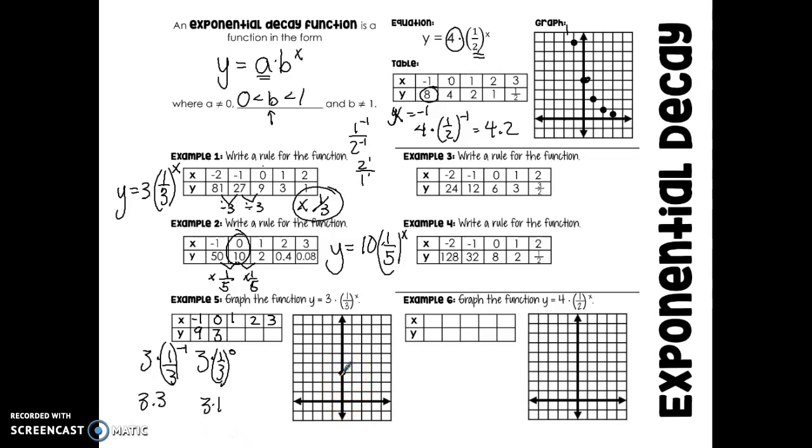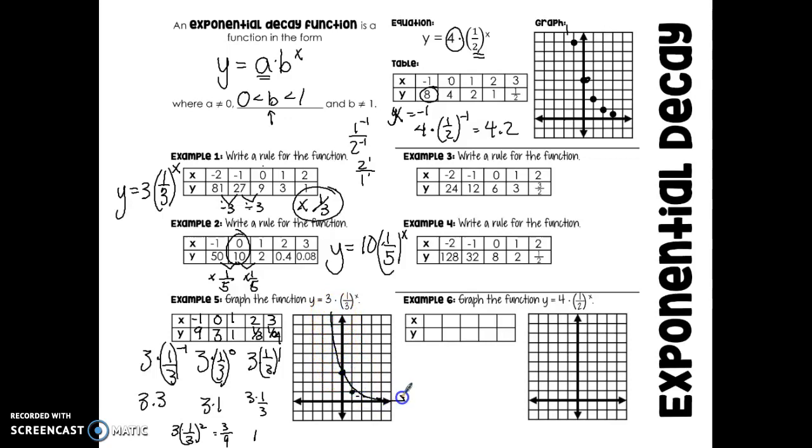That's going through the y-axis. 3 times 1/3 to the power of 1, well, that's going to be 3 times 1/3, or 1. So when x is equal to 1, y was 1. When it's 2, 3 times 1/3 squared, I'm squaring the top and the bottom, so I actually get 3/9, or 1/3. And this one's going to be 1/9. It's going to get closer and closer and closer to 0, actually never hitting 0.